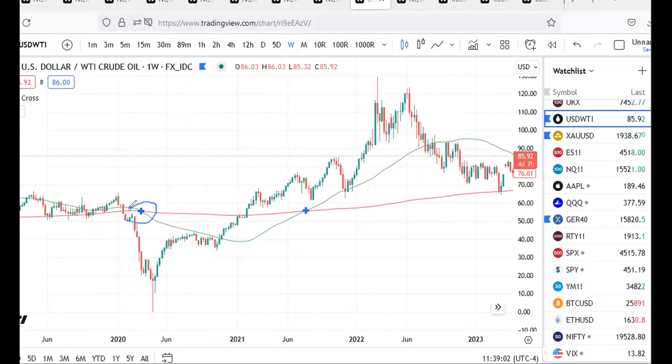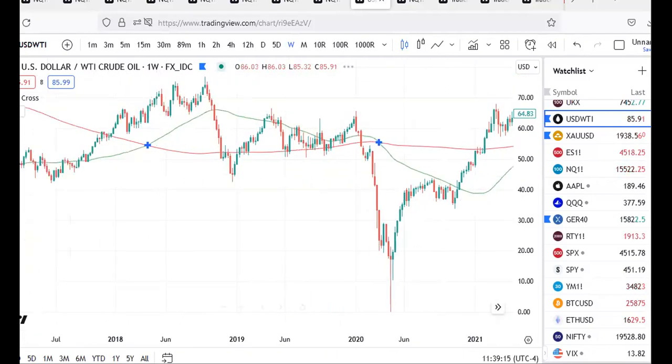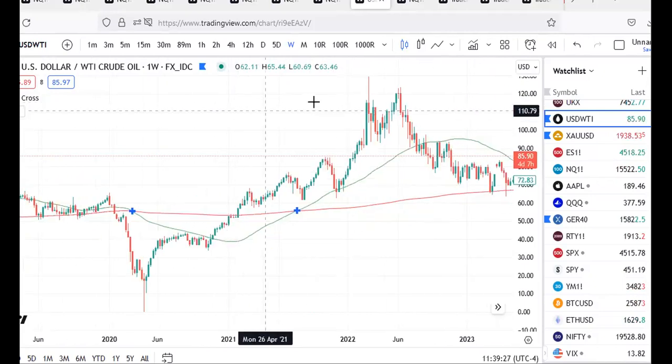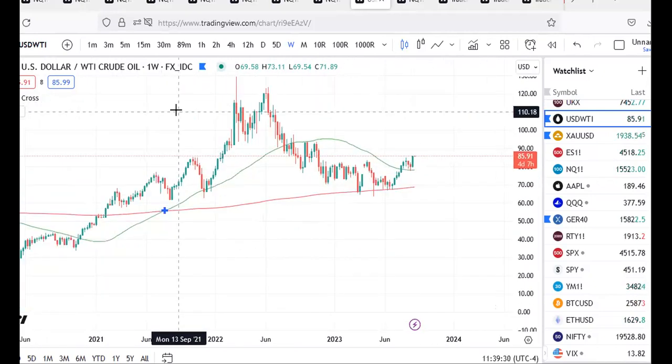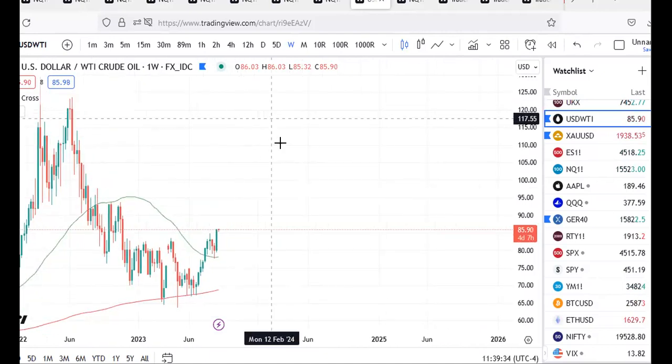So this was a death cross. Imagine shorting oil here only to see it go to 150. So never trade crosses of the moving averages. They do not work. This was a golden cross. What happened? Down and then down. Price never went up. So trading, my friend, is not so simple. It's very difficult, and most of the people are in the market just to lose money.